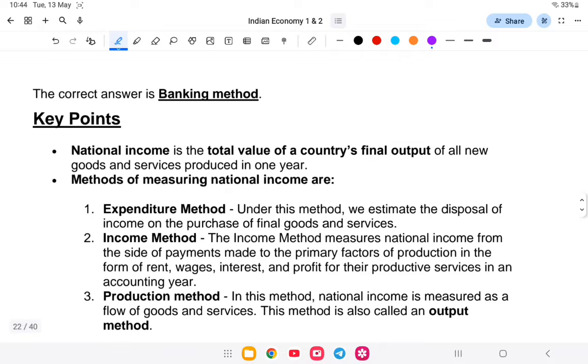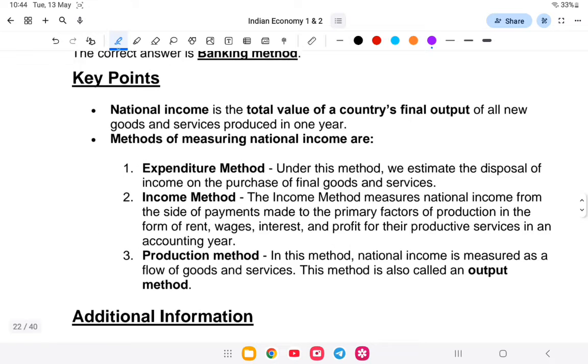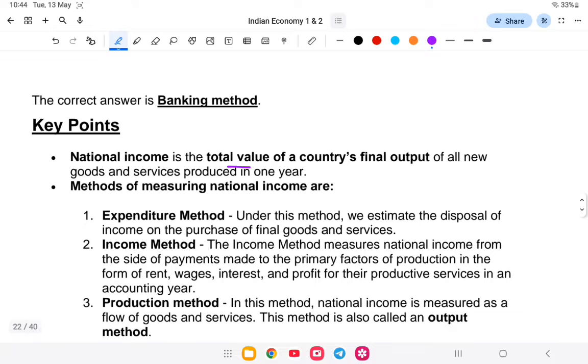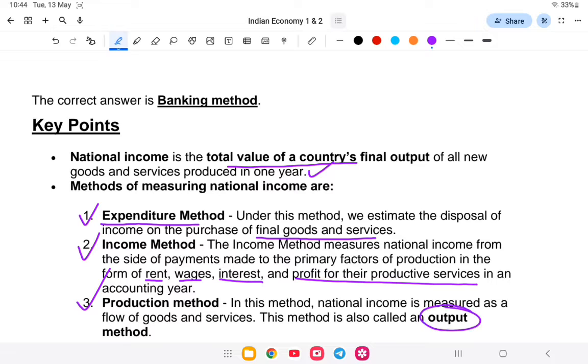So the income method: national income is the total value of all the final goods and services produced in a year. The expenditure method means how much expenditure is made on final goods and services. Next, the income method: how much income is earned through rent, wages, interest and profit from productive services. The production method means how much is produced in an economy. It is also called the output method. So 1, 2, 3: expenditure, income and production, and the banking method is not included in the list.